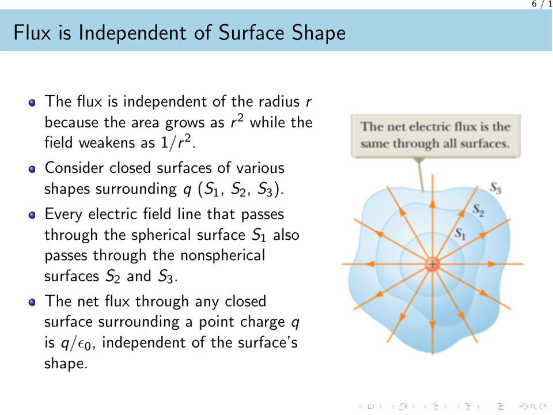Now imagine closed surfaces of various irregular shapes surrounding our point charge, labeled as surface 1, surface 2, and surface 3. Notice that every single electric field line that passes through the inner spherical surface also passes through the larger non-spherical surfaces. Since flux is proportional to the number of field lines piercing the boundary, the net flux through any closed surface surrounding a point charge is always the enclosed charge divided by the vacuum permittivity. The net electric flux is exactly the same through all these surfaces, regardless of their shape.